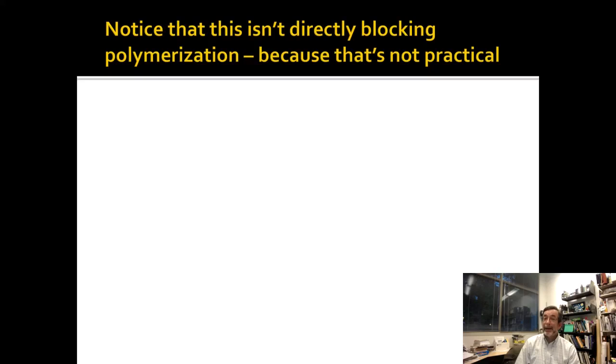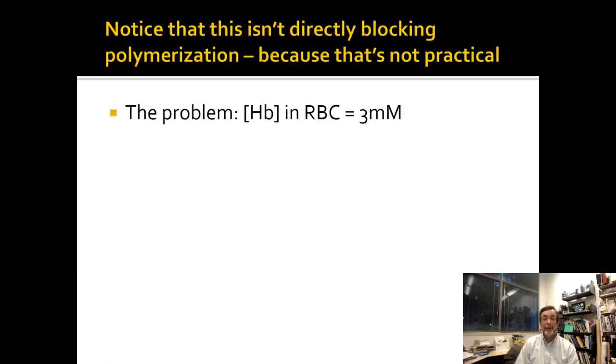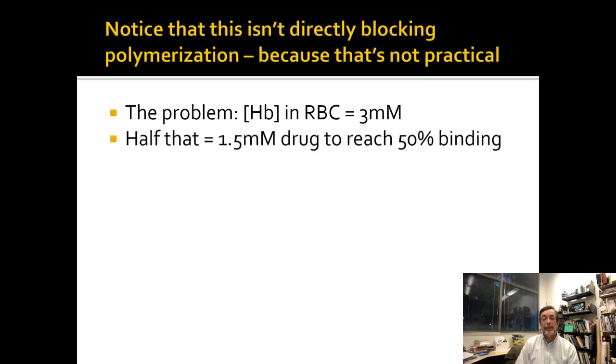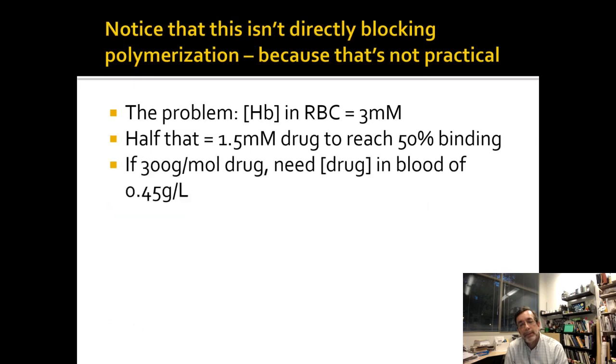Now, that's because it's not directly blocking polymerization. Notice how I said that, and I assumed that I remembered how it worked. I was actually wrong. It does not bind at the sticky patch. That's not practical. If you think about the problem, the drug shouldn't work that way. The problem is that hemoglobin's concentration is 3 millimolar. Half that would mean that for a perfectly binding drug, you would still have to add 1.5 millimolar of that to reach 50% of the hemoglobin bound.